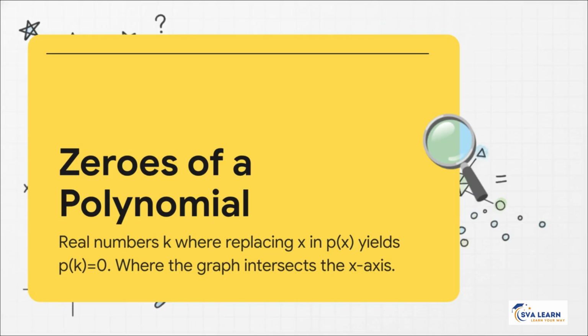But what exactly is a zero? Well, a zero is simply a real number k that when you plug it back into your polynomial, makes the whole entire thing equal to absolutely zero. And if you were to sketch this out geometrically, the zeros are the exact spots where your curve slices right through the x-axis. It is the defining physical trait of the polynomial.